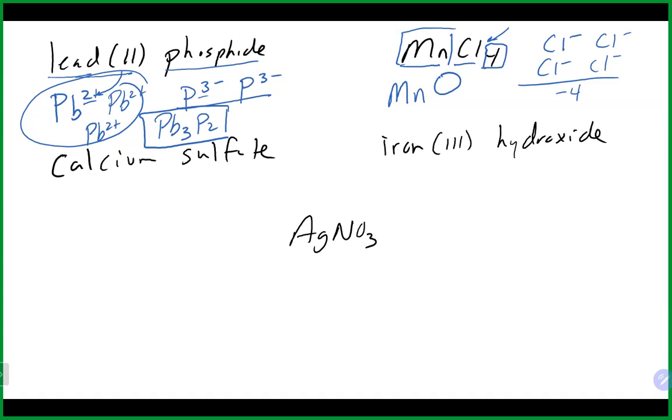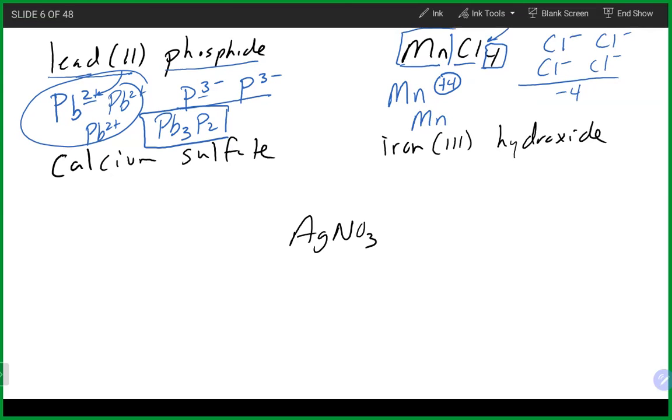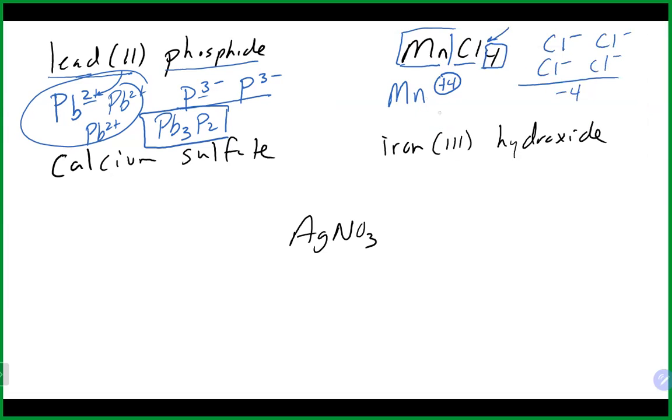Again, to balance it out to 0, the Mn has to be +4. And again, at this point, we could just write what we wrote there. We have 1 Mn, and we have 4 of the Cl, and I'm writing the formula again, so I don't want to do that. I actually want the name in this case, but I would have written the formula correctly.